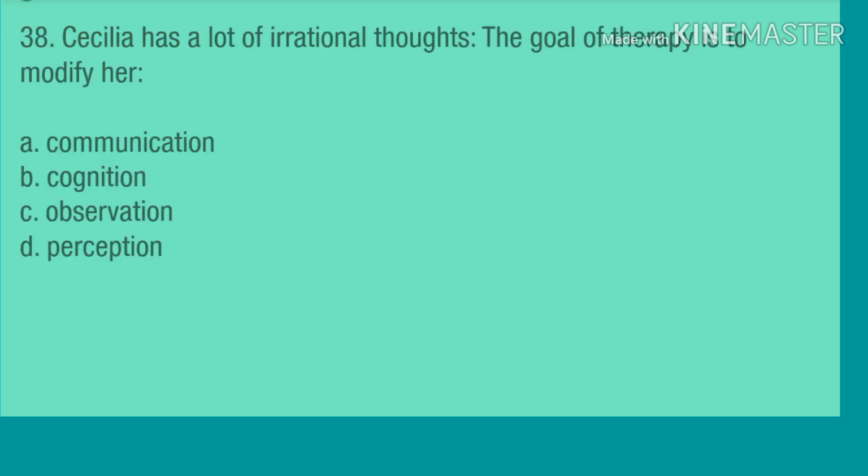Question 38. Cecilia has a lot of irrational thoughts. The goal of therapy is to modify her A. Communication, B. Cognition, C. Observation, D. Perception. Answer, B.